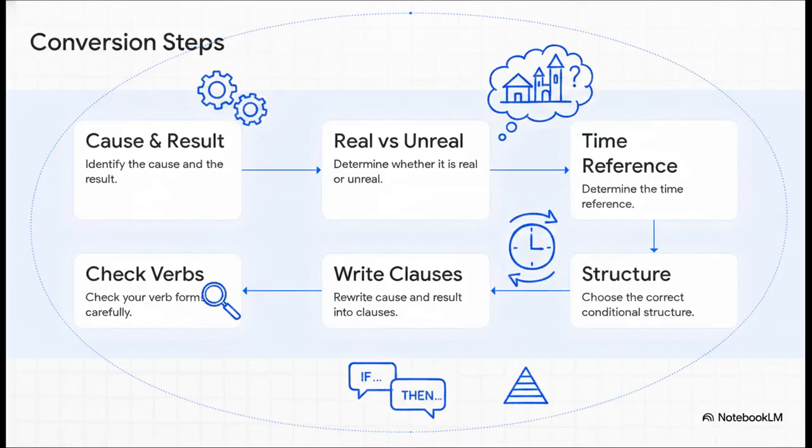And putting that guide into action is incredibly straightforward if you just follow a few steps to eliminate the guesswork. First, clearly identify your cause and your result. Second, ask yourself, is this real or unreal? Third, what is the exact time reference? Next, grab your structure from the guide we just talked about. Then simply write out the cause as the if clause and the result as your main clause. Finally, double-check those verb forms. Seriously, this systematic approach is exactly how C2 learners assemble sentences with absolute precision.